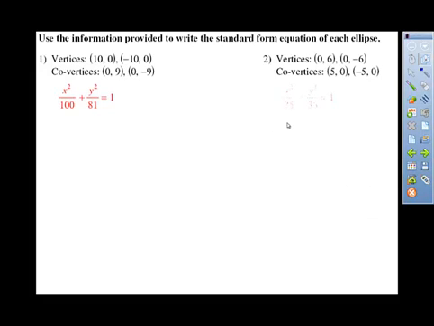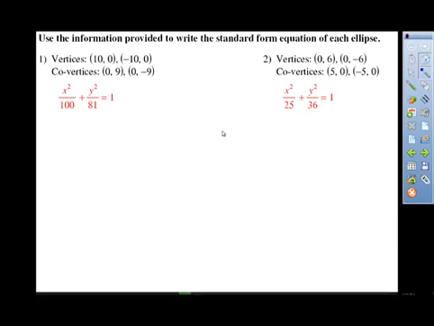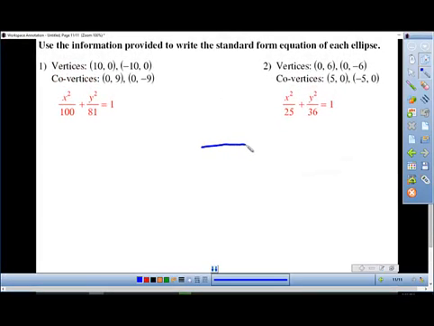Okay, so for this one, I got this as an answer. Now notice that the covertices are on the x-axis, so that means it's going to be a vertical ellipse. So what I mean by that is covertices are on the x-axis, so that means it's going to be smaller growing in the direction here, and it's going to be larger in the y direction. See how the y is right here? Okay. All right.